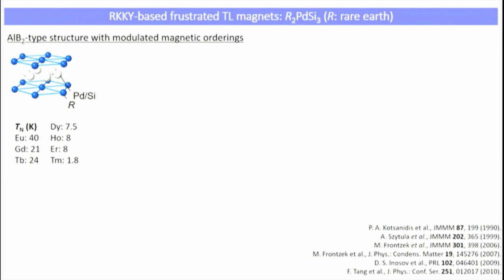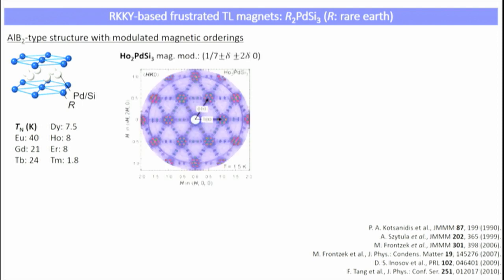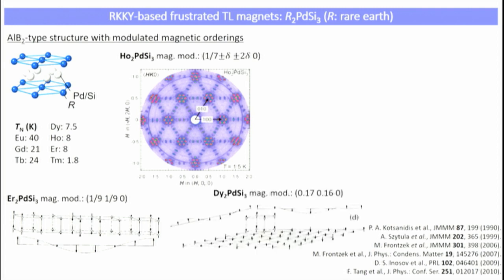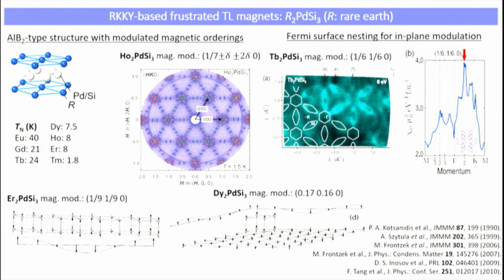It is a rare earth-based compound containing palladium and silicon. The crystal structure is like this: the stacking of the triangular lattice of the rare earth sandwiching the non-magnetic palladium and silicon atoms. An interesting point of this family is that many previous results reveal the presence of modulation of the magnetic ordering, suggesting the presence of magnetic frustration, such as in the cases of the erbium, dysprosium, as well as the terbium. In the terbium, they also performed ARPES measurement to reveal the nesting of the Fermi surface leading to the stabilization of the modulated spin state.